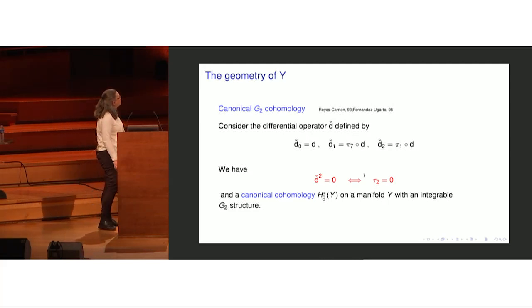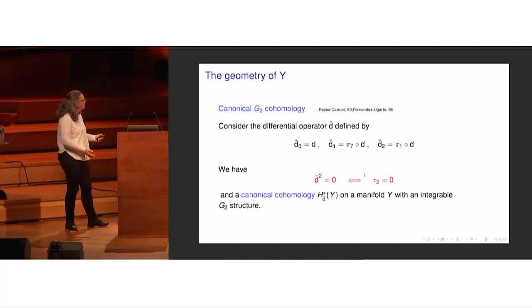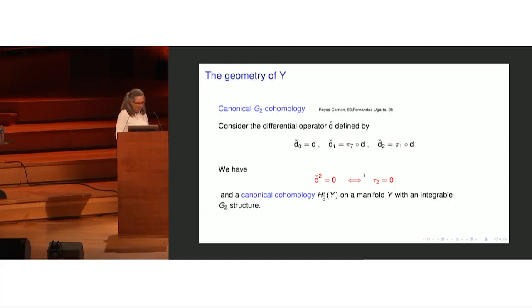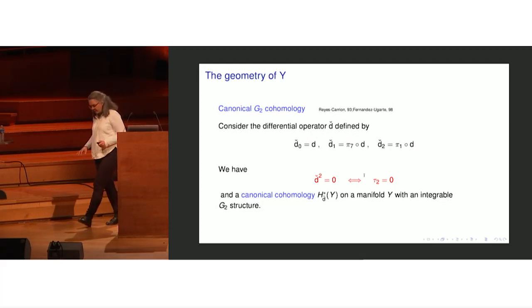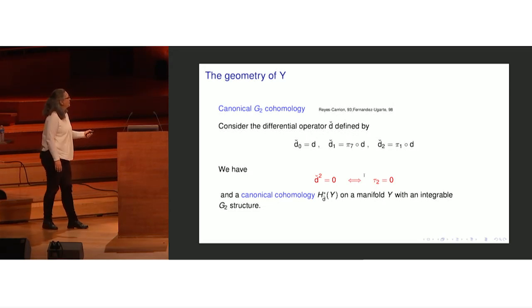And what you do is that you start with a d operator, and acting on 0 forms it is the same as the d operator. Acting on 1 forms, the d operator gives you a 2-form, and 2-forms decompose again into a 7 and a 14 of G2, and then you project into the 7-dimensional part of that. And that's the D check 1.